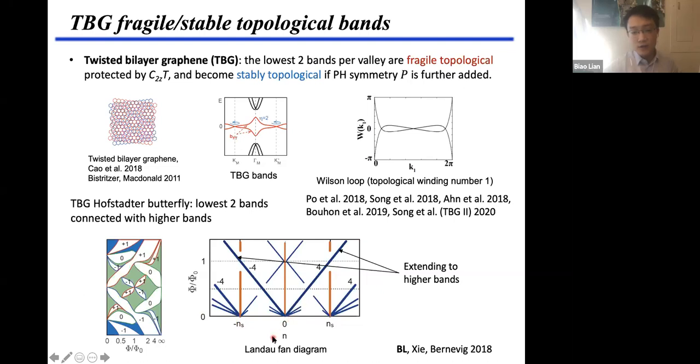As a result, if you look at the Landau fan diagram, basically the transport measurement, you see these Landau level gaps, which emerge from the Chern neutrality, actually extend to higher bands all the way. For trivial bands, these Landau levels emerging from this band would not extend to the higher bands.